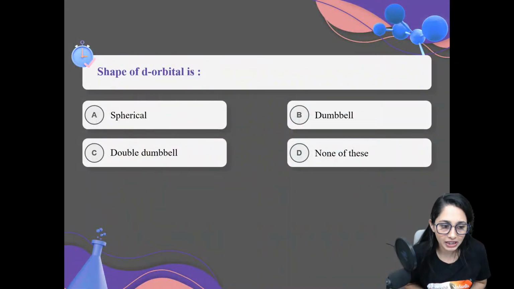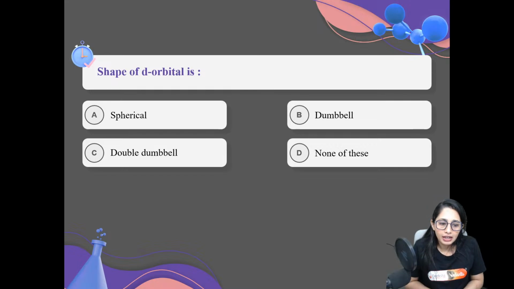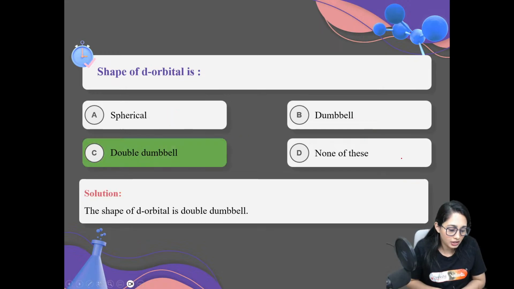So the shape of the d orbital is: spherical, dumbbell, double dumbbell, none of these. What's the answer? D orbital. S is spherical. What about the others? Dumbbell, P. Double dumbbell, D. It is option C. Very good, Vignesh. Absolutely right.